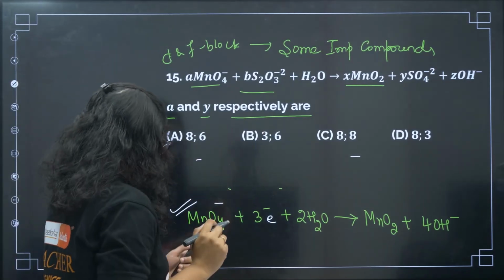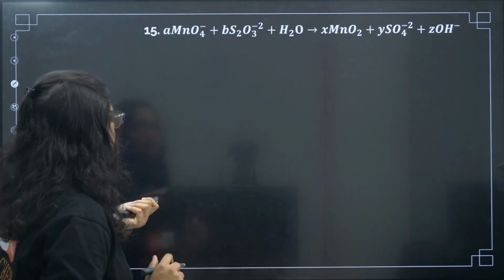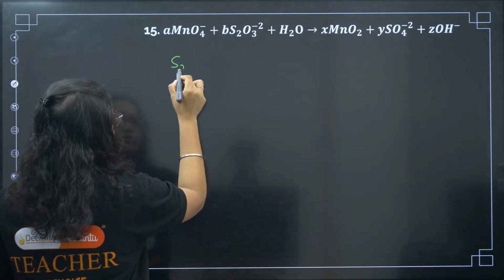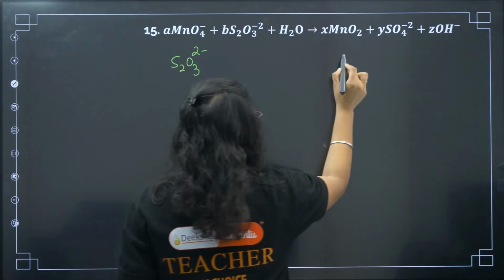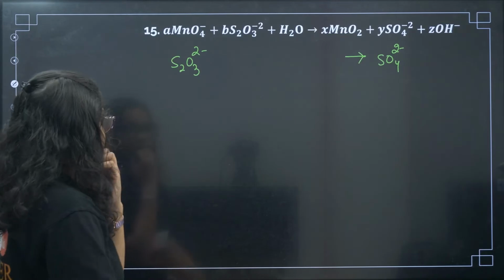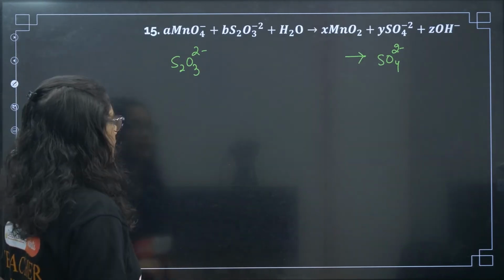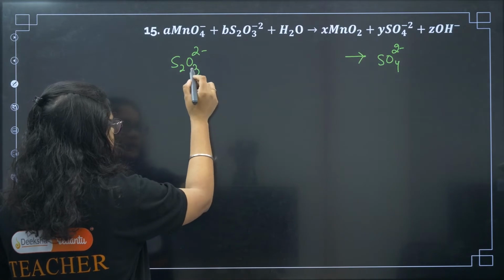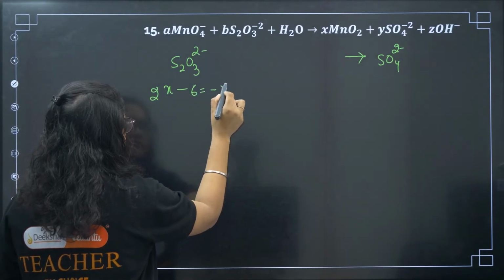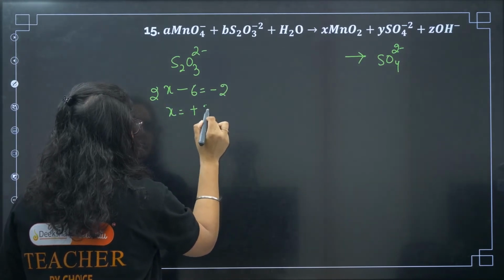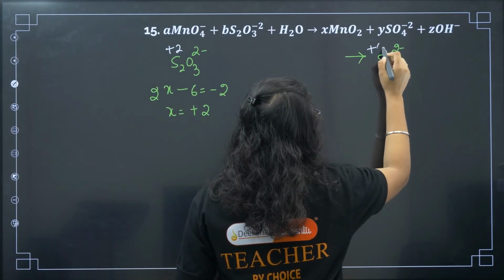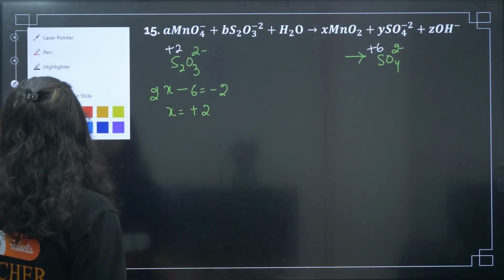Now let us try to balance this S2O3 part of the reaction. Okay, so let us do this. Here I am taking another slide so that we can do it clearly. S2O3 2 minus is getting converted to SO4 2 minus. Now first of all we need to check the oxidation state, right? So if sulfur is X, we have 2X here, and oxygen is -6, and I'll get -2, so X is equal to +2, right? So here the oxidation state of sulfur is +2 and here it is +6. Got it?